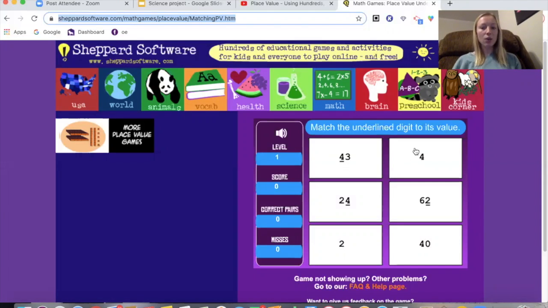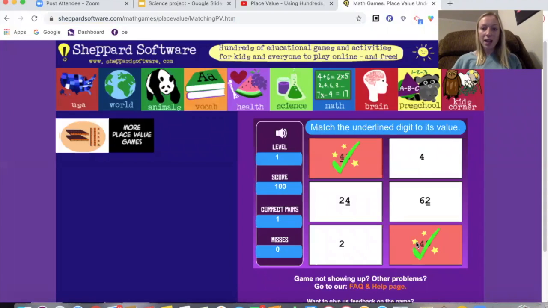Now on this side over here, do any of y'all see 40 that will match with the underlined digit of 4? This one at the bottom? Yes, correct. So we're going to click and click. Yay, we got a match. Now, we're not done yet. Let's move on to the next one.